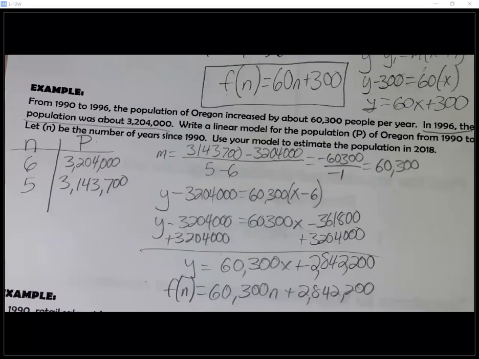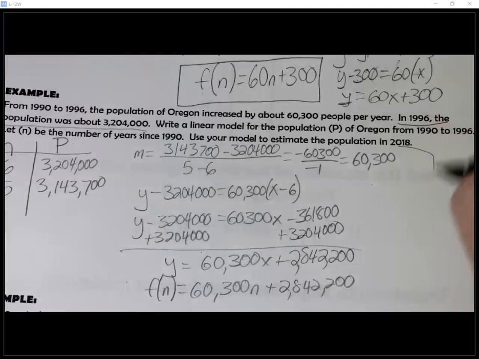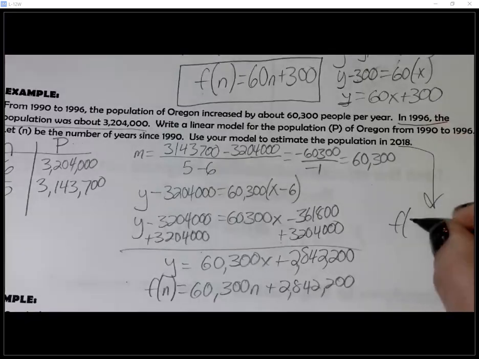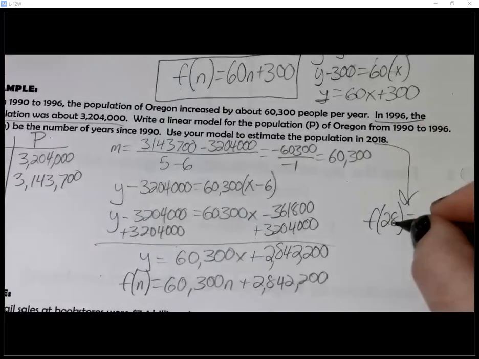You got it. That's going to be what I plug in for n. So 2018, how many years since 1990 has it been? 28. So if we just plug in 28 for n, that should get us a rough estimate of the population of Oregon in 2018. Okay, so to answer that part of the question, f of 28. So do you remember function notation like that? Whatever you want to find, you just put it in place of n.